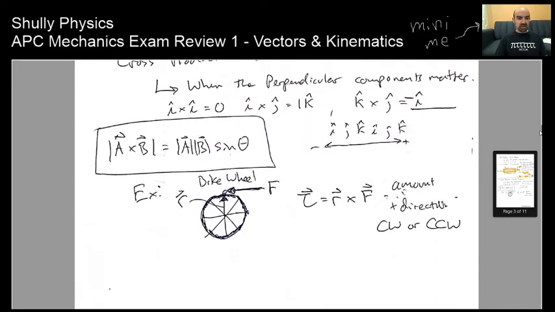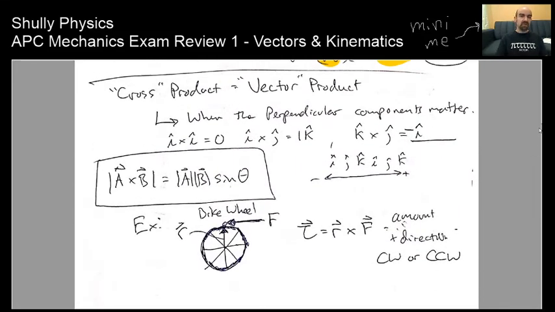Moving down to the vector product. We use the vector product when it's the perpendicular components that matter. So we approach this when talking about torque. To turn a wheel, make it spin around, if you push inward toward the radius, it's not going to spin. There's still going to be zero torque applied. It's only when the force is perpendicular to that radius vector that you get a torque.